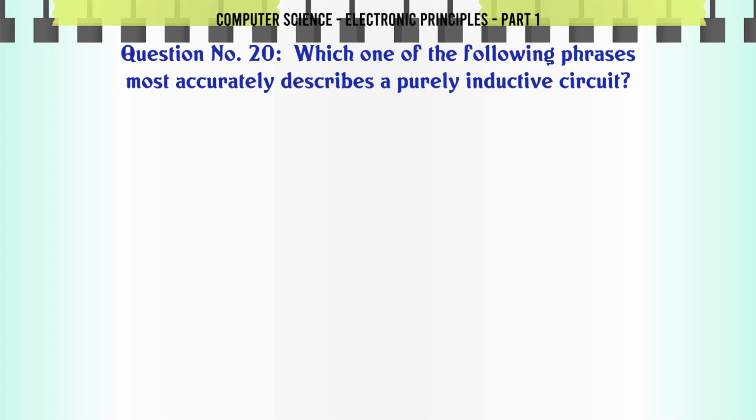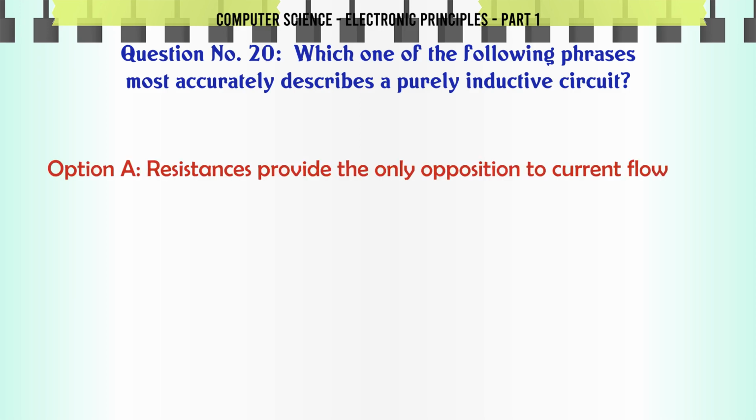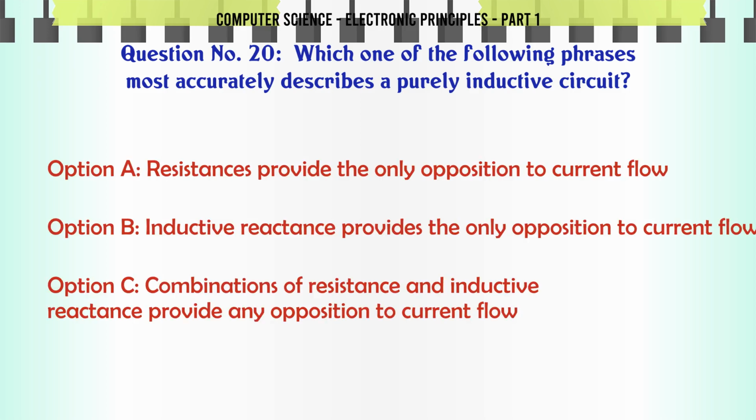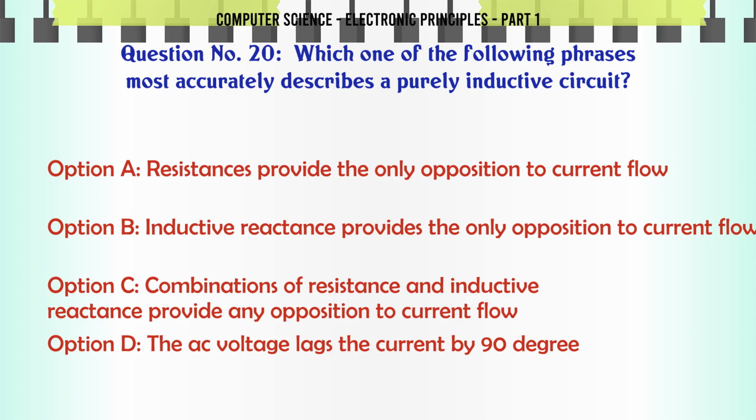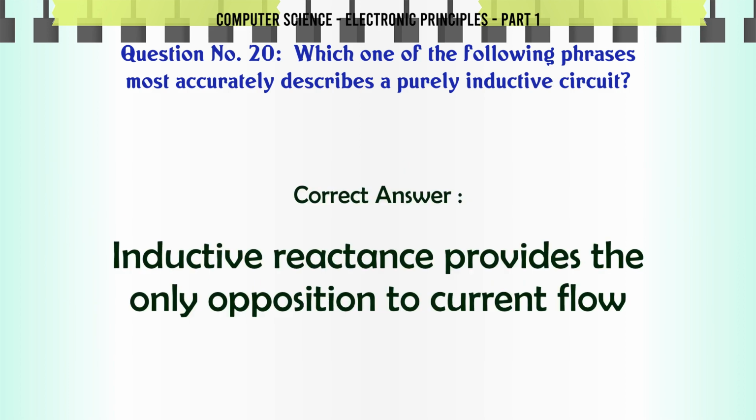Which one of the following phrases most accurately describes a purely inductive circuit? A. Resistances provide the only opposition to current flow. B. Inductive reactance provides the only opposition to current flow. C. Combinations of resistance and inductive reactance provide any opposition to current flow. D. The AC voltage lags the current by 90 degrees. The correct answer is inductive reactance provides the only opposition to current flow.